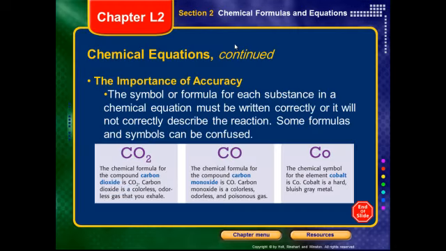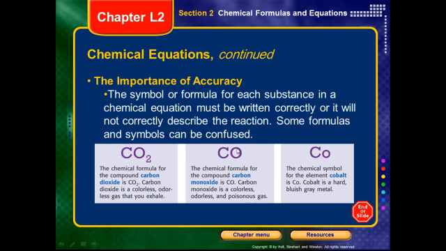While writing chemical equations or chemical symbols, we have to be accurate. The symbols or formula for each substance must be written correctly. Why? Look here: CO2 and CO. CO2 is completely different from CO. CO2 is made up of one carbon and two oxygen atoms. This gives us a gas called carbon dioxide. We all know what carbon dioxide is. It is a colorless and odorless gas that you can exhale.